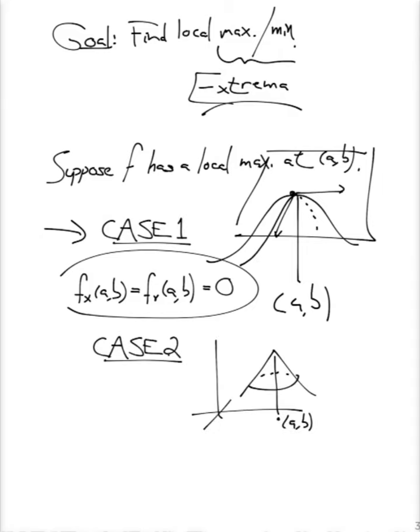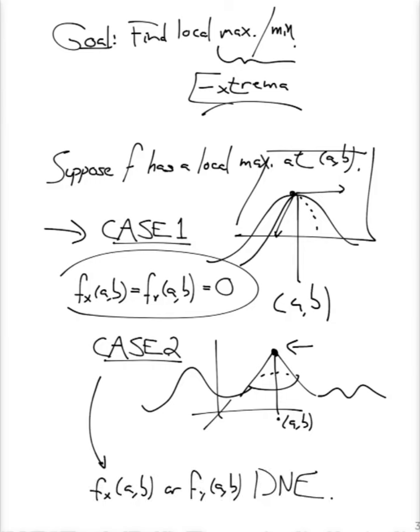So case 2 might look something like this. Perhaps part of the graph bears some conical shape. I don't know what the rest of it looks like. Doesn't matter. It looks like it's possible here to have a local maximum at a comma b, but if this is what the graph looks like, then we can make a pretty good case that the partial derivatives don't even exist there. So case 2 for local maximum is that either the x partial derivative or the y partial derivative, or perhaps both, doesn't even exist.